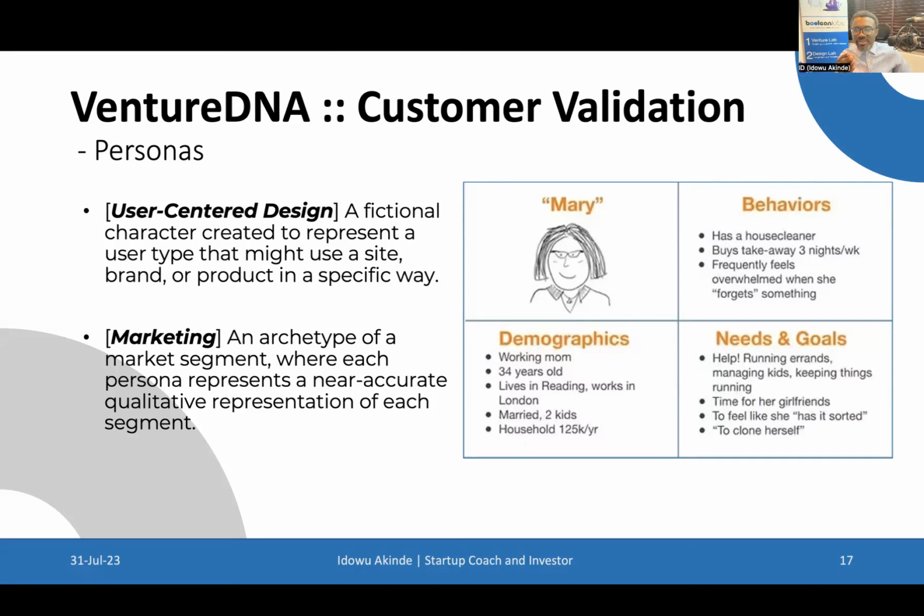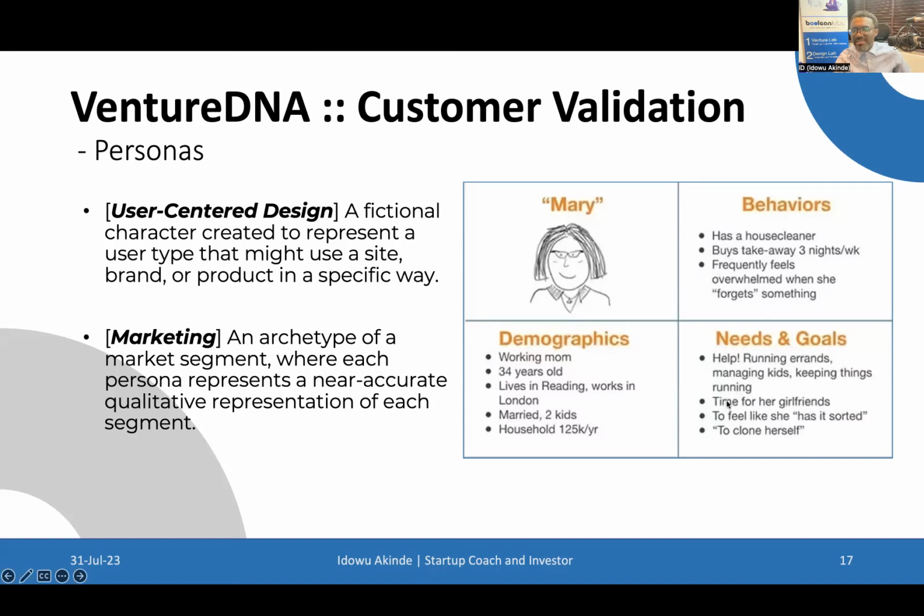What we've gotten from this is that the household income is not her personal income, it's the household income. So perhaps she earns 65, or perhaps she earns 45 and the other spouse or other people in the family earn 80K. One way or the other, there's an aggregate sum of 125K in the family pool. So that's that. Needs and goals: help running errands. Mary needs help running errands, managing kids, and keeping things running. Remember that she feels overwhelmed. Okay, so she needs help with that.